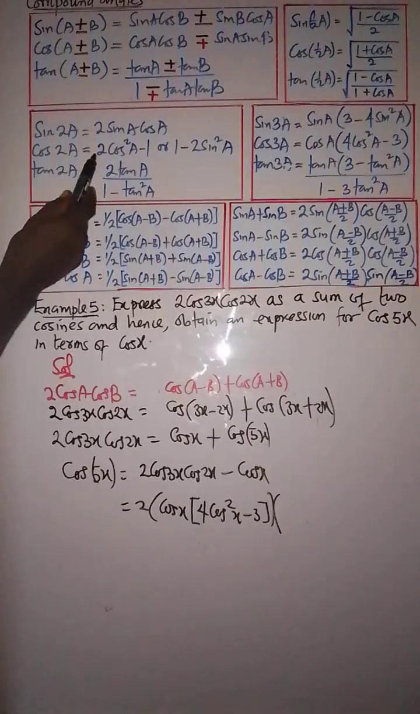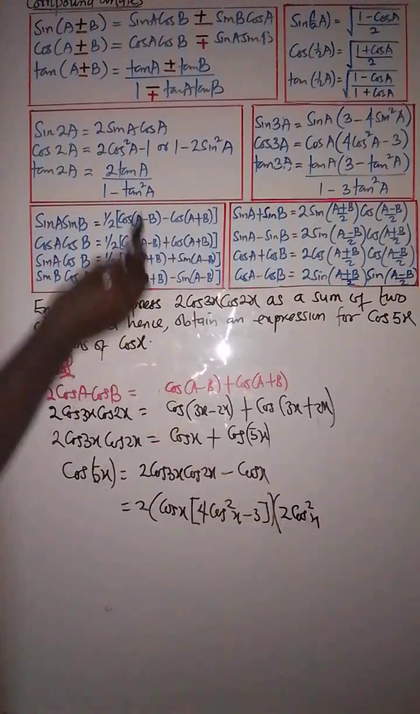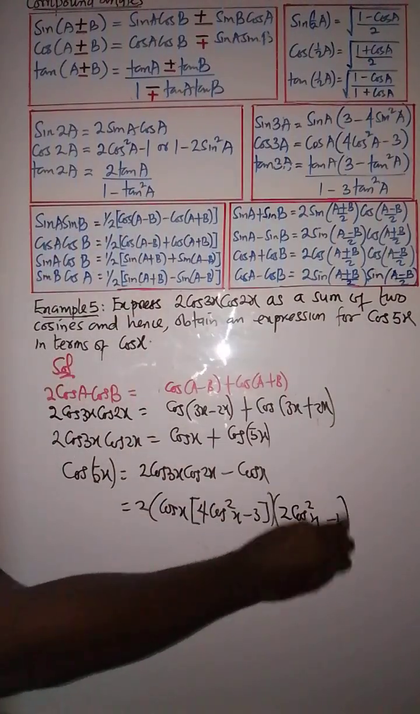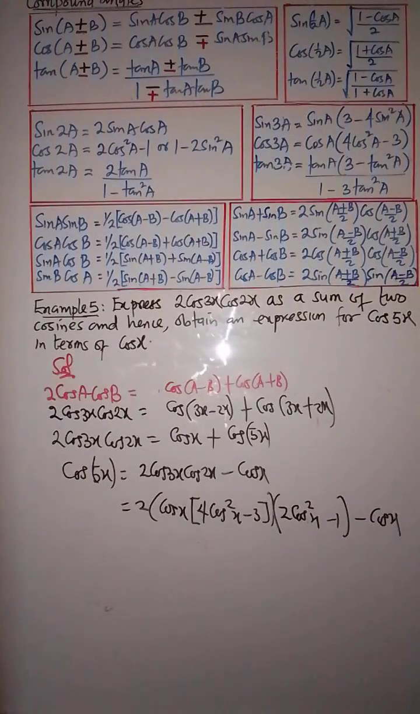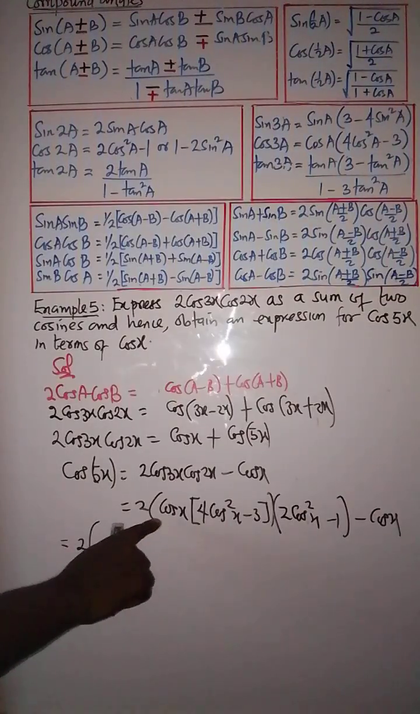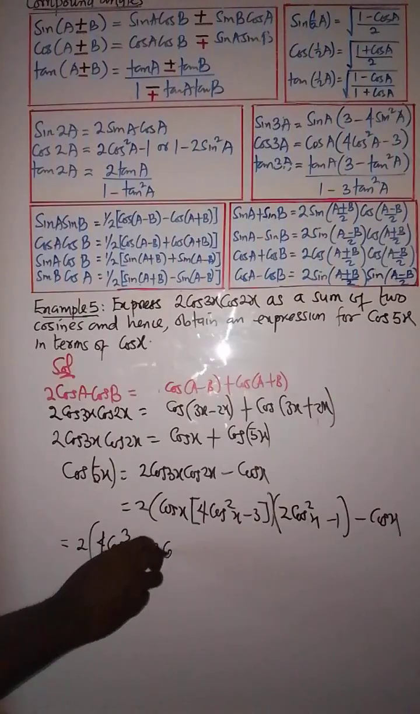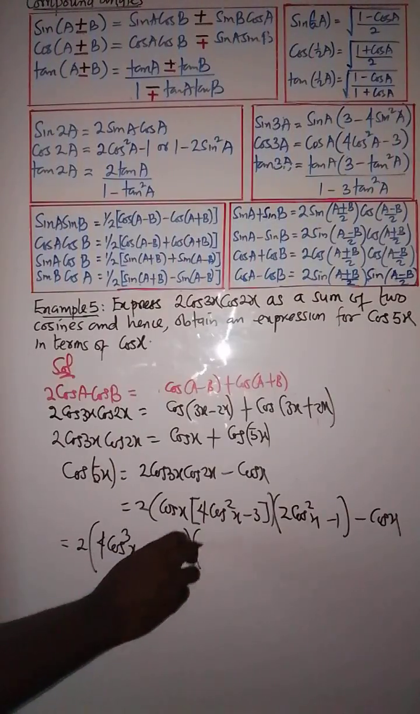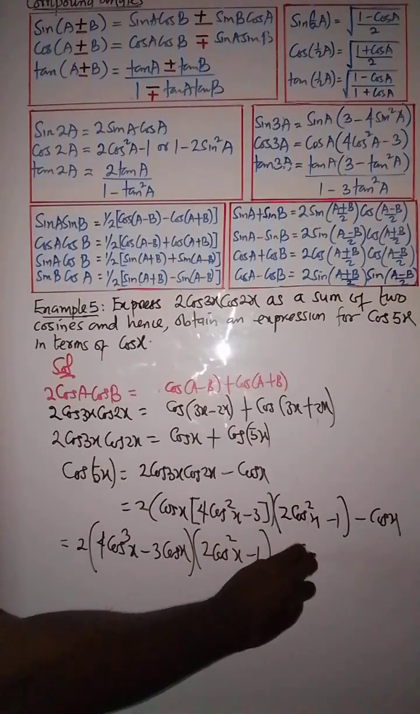Cos 2x is here, cos 2a. That's 2 cos square x minus 1. Then outside we have minus cos x. We are done. You can expand and finish it yourself, but let's go on with it together. So that's equals to, let's leave this 2 outside, this big bracket. Let's expand this first. This multiply this, we are having 4 cos cube x minus 3 cos x, multiplying 2 cos square x minus 1, minus cos x.